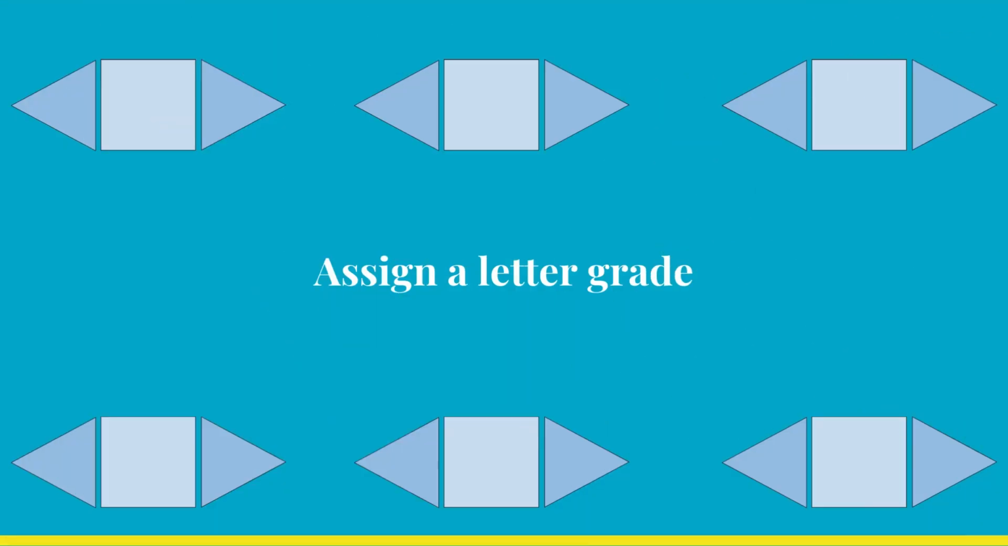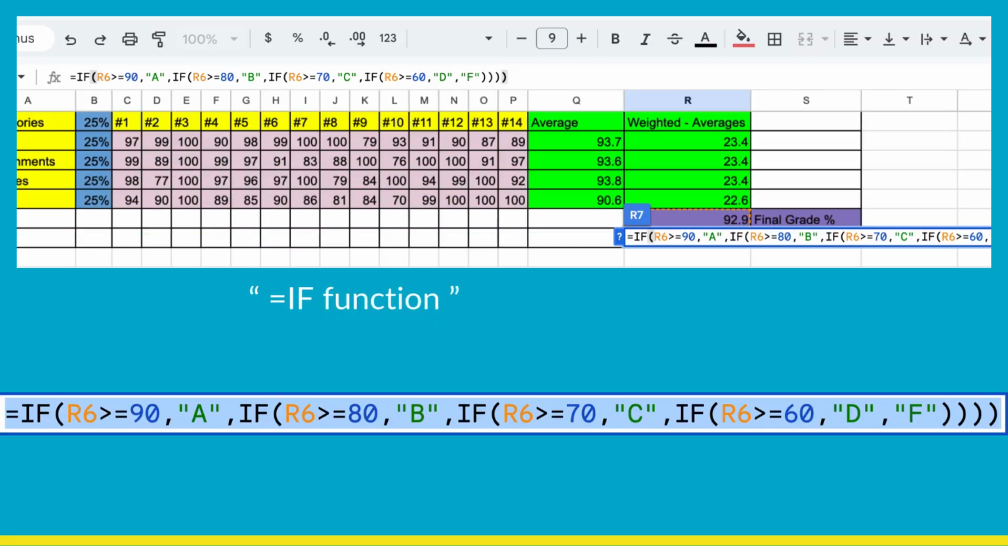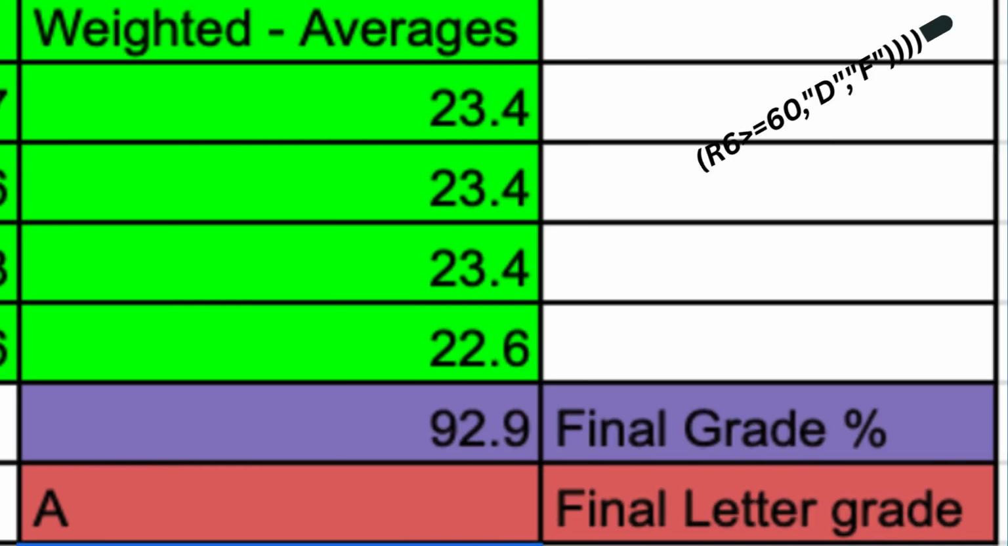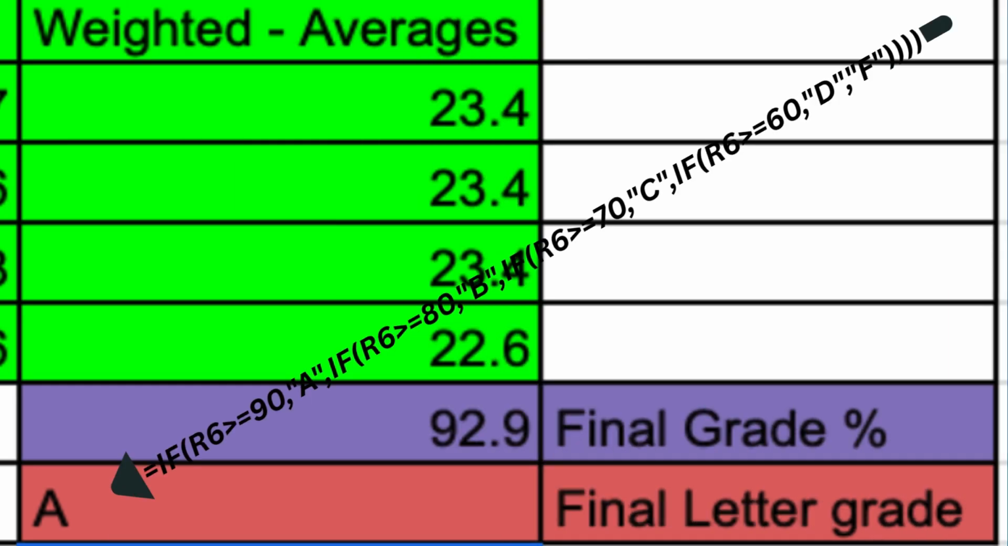Now we will begin by assigning a letter grade by using the if function. This is where we will plug in the if function in cell R7. Here is the function displayed largely at the top and bottom inside of the actual Google Sheet. After pressing enter, it leaves us with the letter grade based on the input entered.